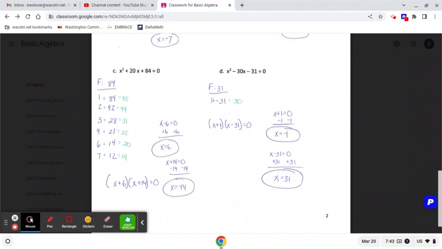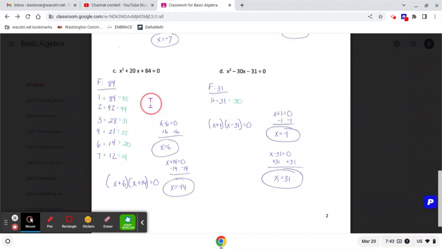So you need to factor first, and then go ahead and do the zero product property rule to solve. You are going to have two answers for all of these, because all of these are quadratic functions. Meaning I have a power of 2. So I'm going to have two different answers.